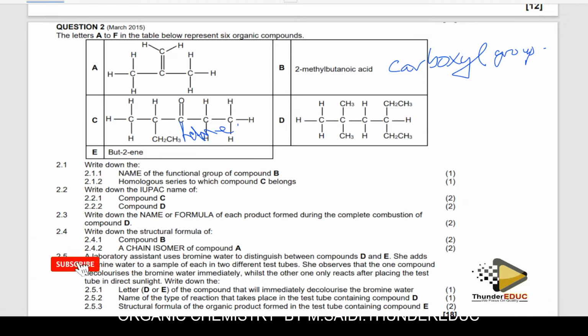It is still the same compound. They want us to write the IUPAC name for that compound. So now we need to know how many carbon atoms there are. How many carbon atoms are there?